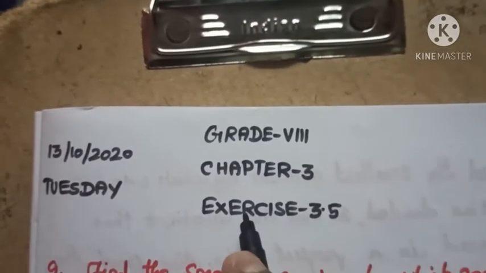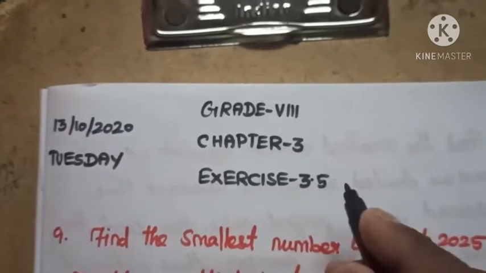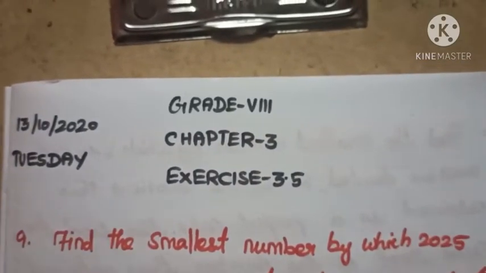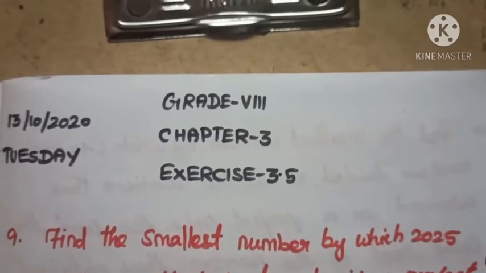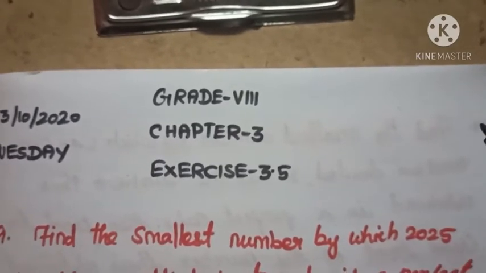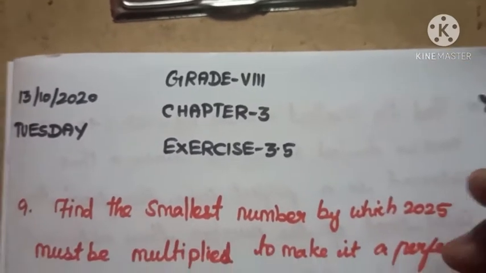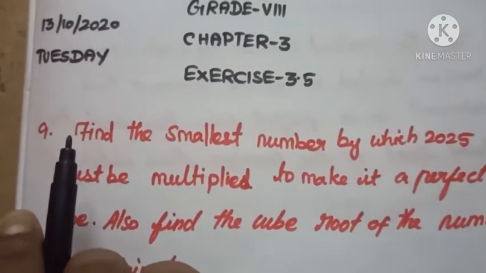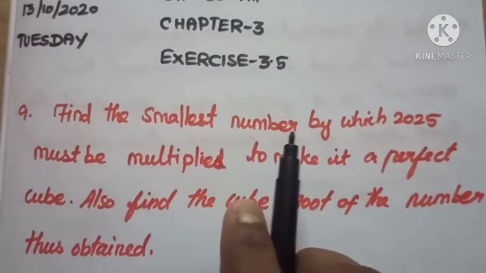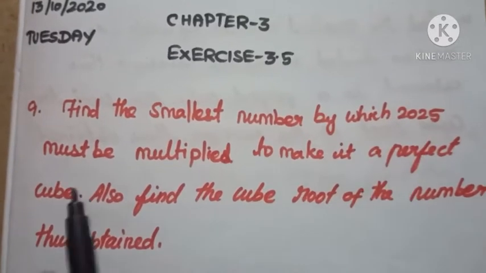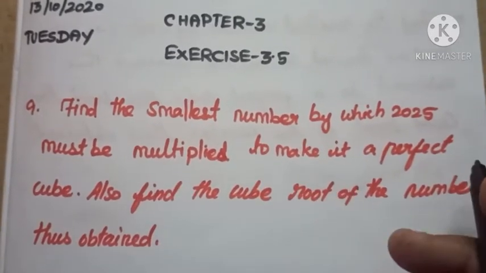So now we continue exercise number 3.5. Already we discussed a lot of things to find the cube root, by prime factorization, subtraction method, like that. So here what we have to find is the smallest number by which 2025 must be multiplied to make it a perfect cube.